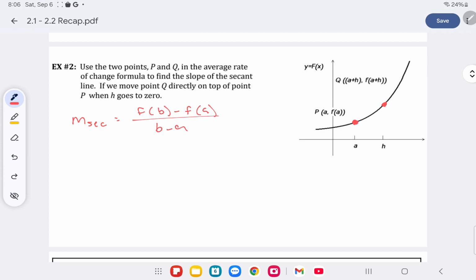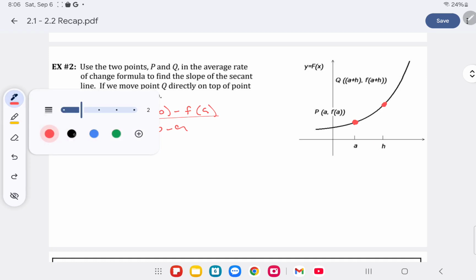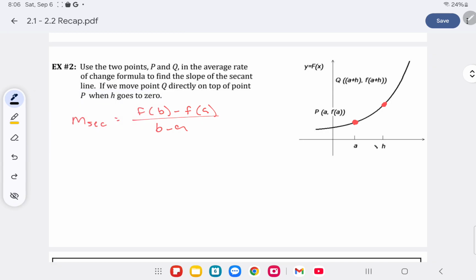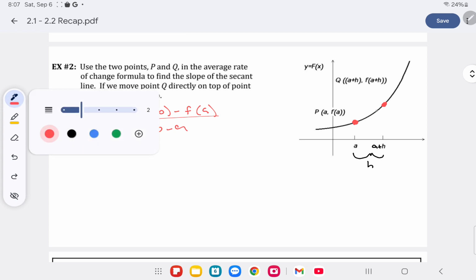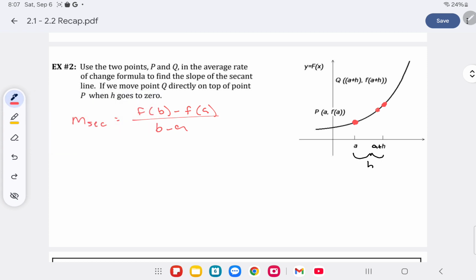And then we're going to add on this point. It says h, but it's really going to be a plus h. Let me put that in there. So we're basically adding just a little bit to A and then finding the slope between those 2 points. The difference between A and A plus H is H. The closer I move that A plus H to A, the more accurate my instantaneous rate of change is.